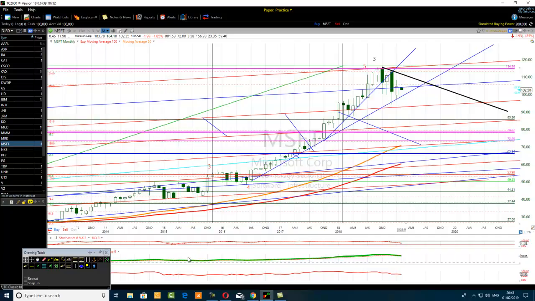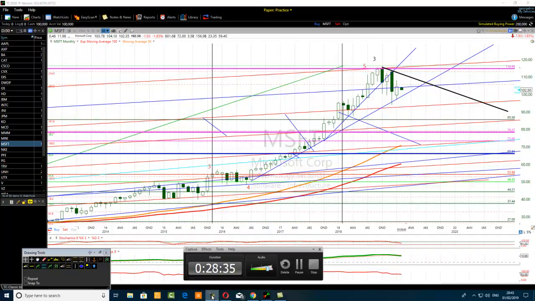All right, so this will conclude our discussion today about how to avoid common Elliott Wave extension trading mistakes.